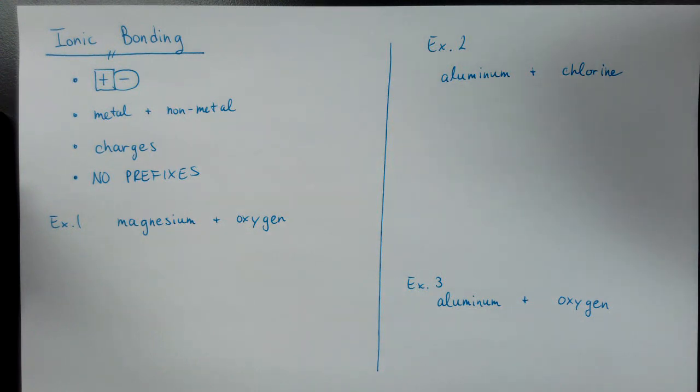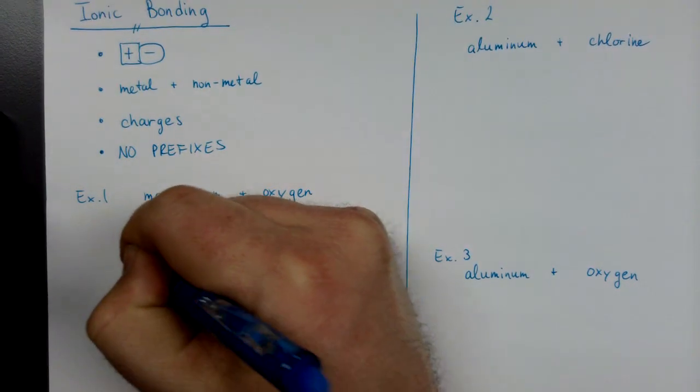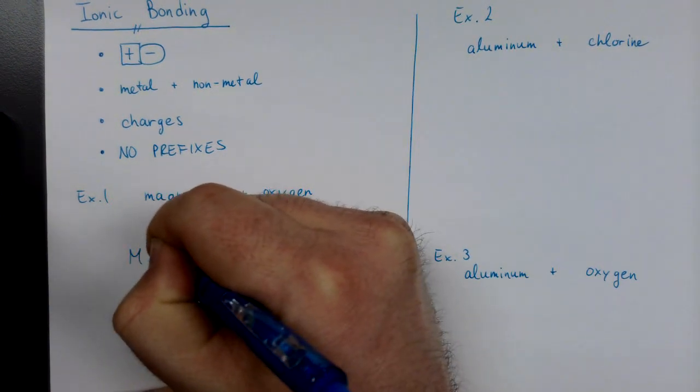Today we're talking about simple ionic bonding. Another day we'll talk about polyatomics and Roman numerals. So for simple, we might as well start with Lewis models.